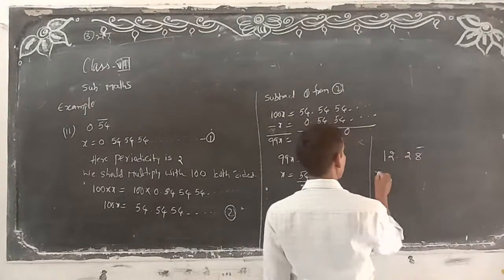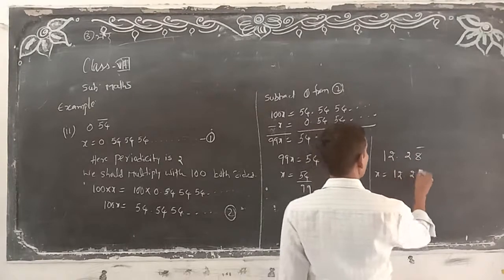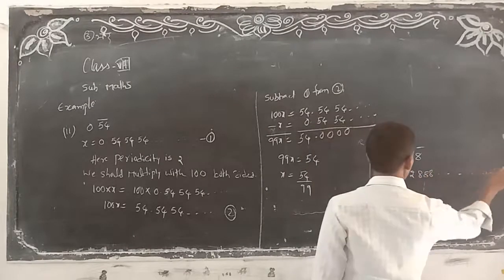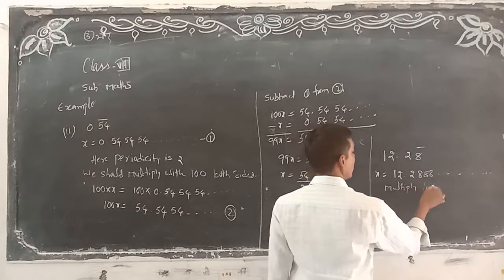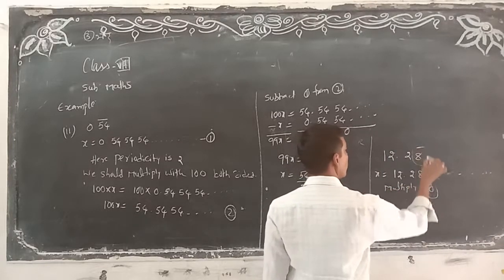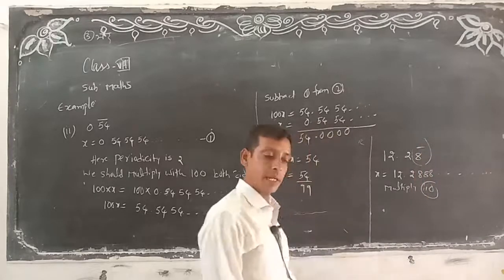12.28 bar means what? x is equal to, write down here 12.2888 dot dot dot. We should multiply with what? Only 10. Why? Because we have only one number under the bar. Okay? Check it out.